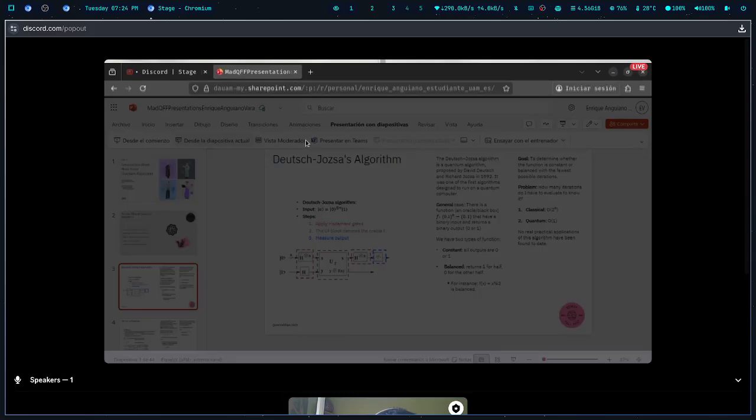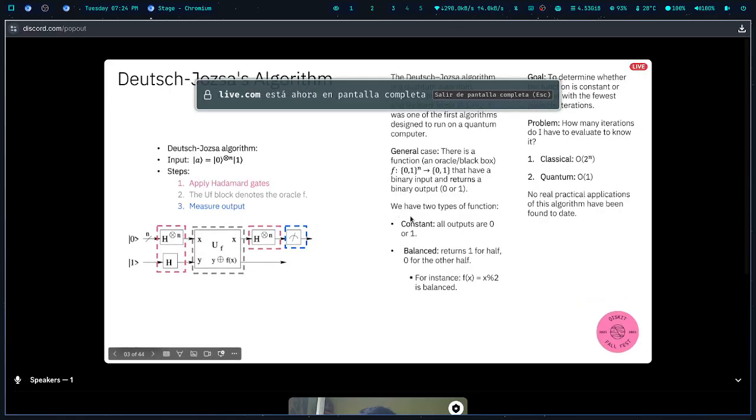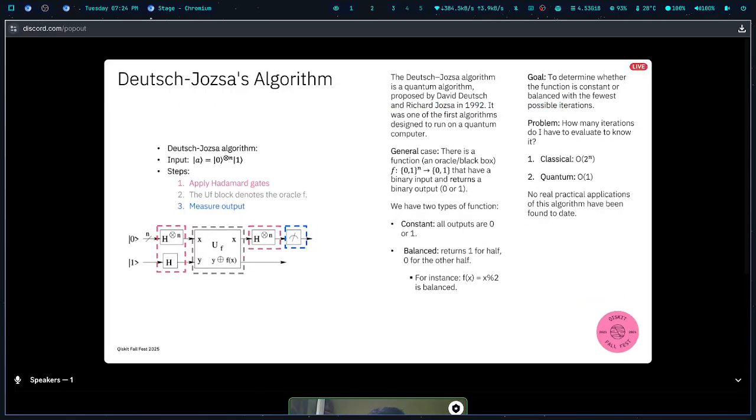So, going back on this, the idea of the Deutsch algorithm is to determine whether the function is constant or balanced with a few possible iterations. Constant and balanced mean that for each function, the output could be all zeros or all ones, independent of the input, or half zeros and half ones.